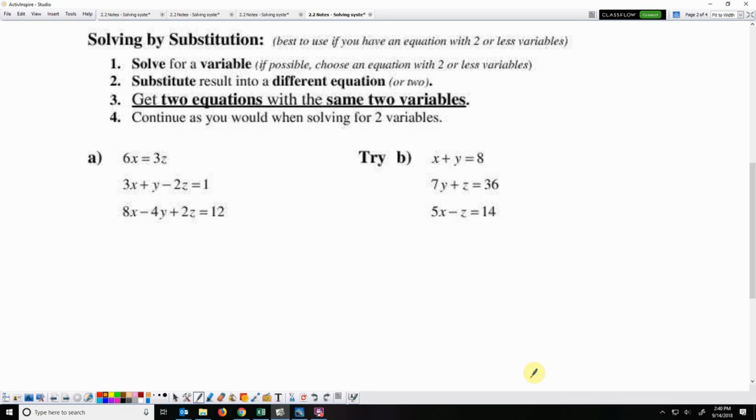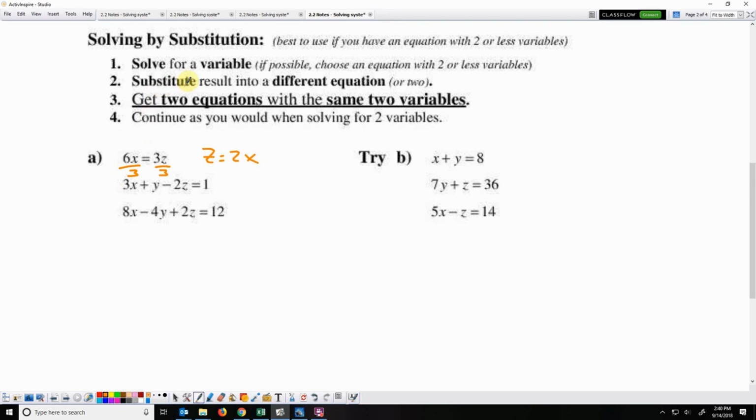Today we are going to solve 3 by 3 systems of equations. So that means 3 equations with 3 variables. So first we're going to solve by substitution. The first step is to solve for one variable. We want to get one variable by itself. The easiest place to do that here is solving for z by dividing both sides by 3, and I get z equals 2x. So I've gotten a variable by itself.